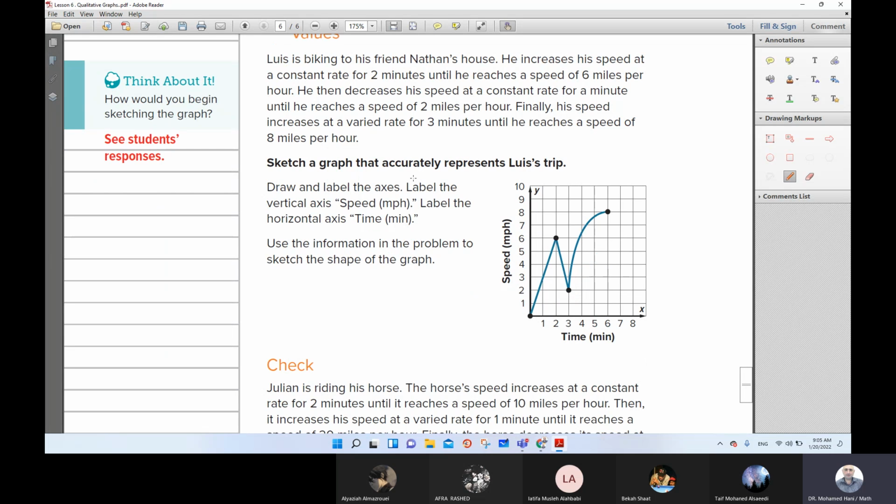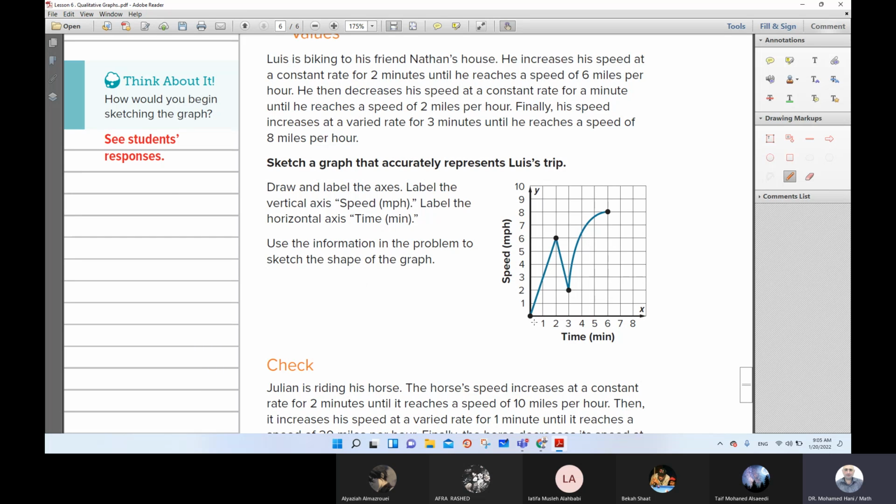Sketch a graph that accurately represents Lewis' trip. Draw and label the axes. Label the vertical axis speed in miles per hour. Label the horizontal axis time using minutes. Use the information in the problem to sketch the shape of the graph.